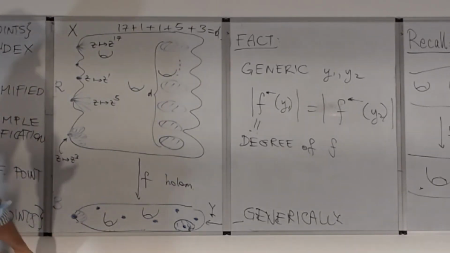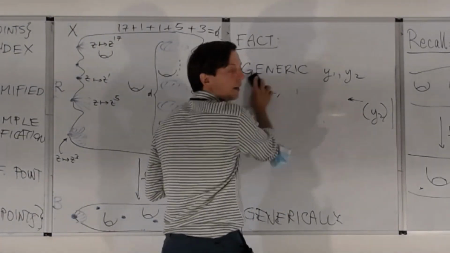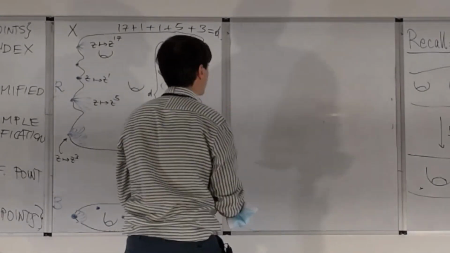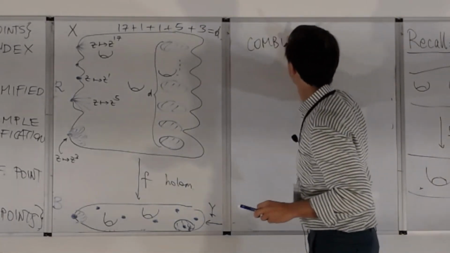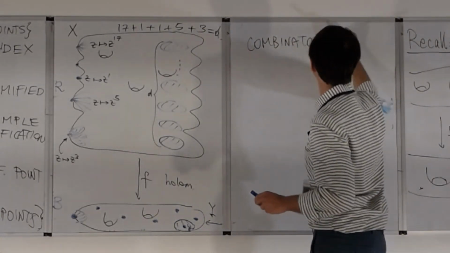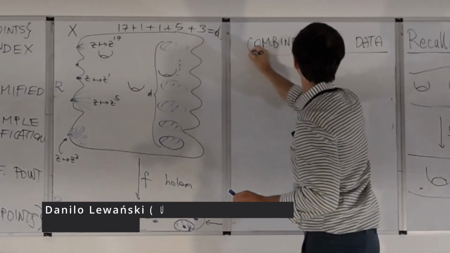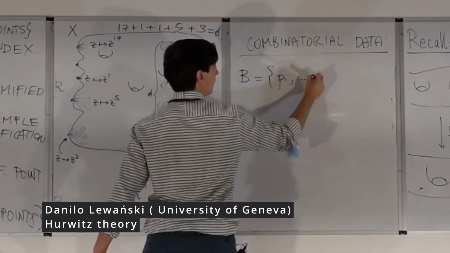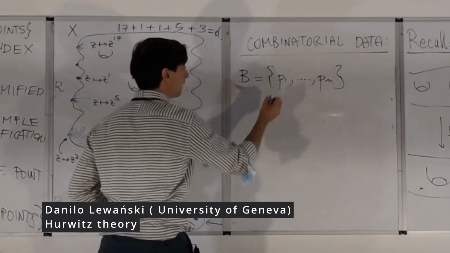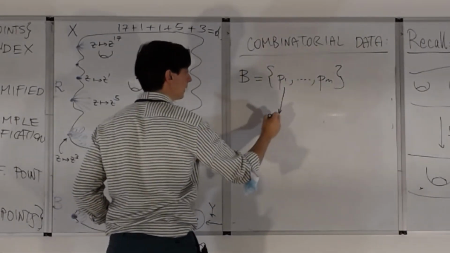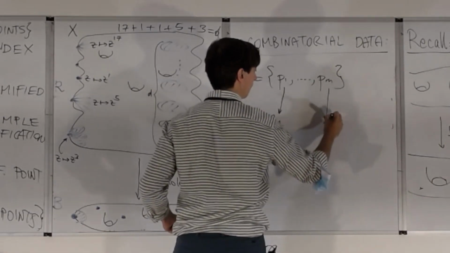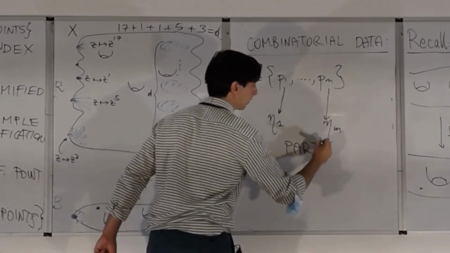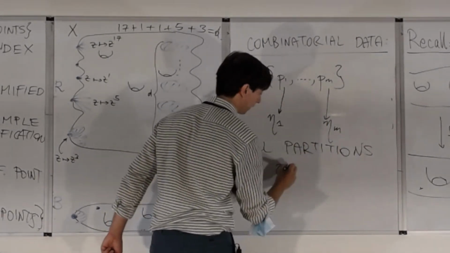So at the end of the day, your data is just a bunch of partitions. So you can build the combinatorial data. It is like that. You take a B, and this is, say, P1, Pm. And then each of them will give you a partition. Let me call it eta 1, eta m. So these are all partitions of the same D.